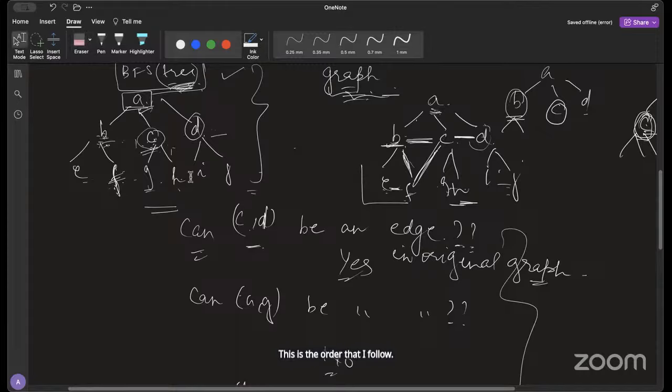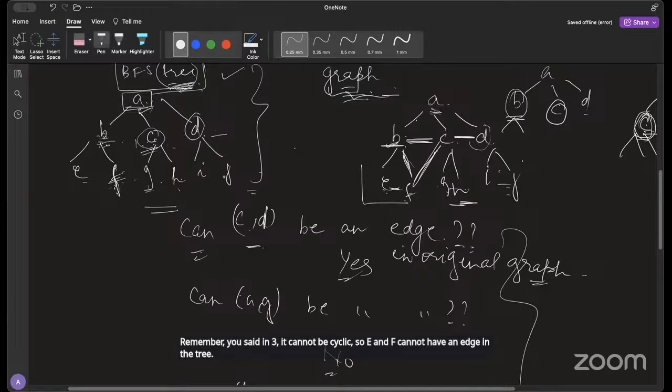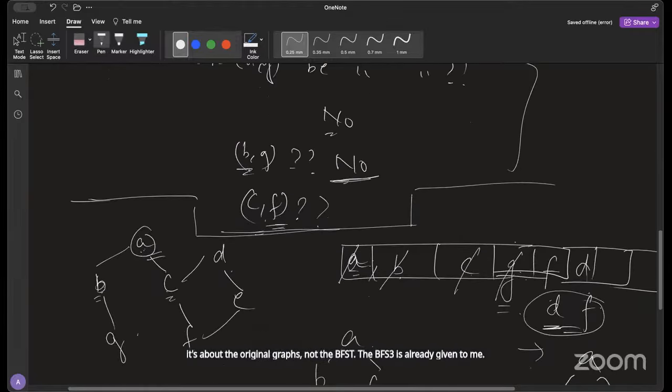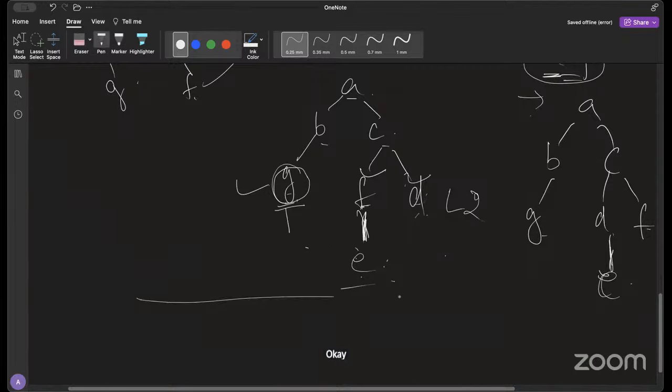Remember, you said in the tree it cannot be cyclic, so E and F cannot have an edge in the tree. Yes, ma'am. But in the tree, we are not talking about the tree. We're talking about the original graph. Each time I say, can there be an edge, it's about the original graph, not the BFS tree. The BFS tree is already given to you. Okay, is this part clear to everyone?